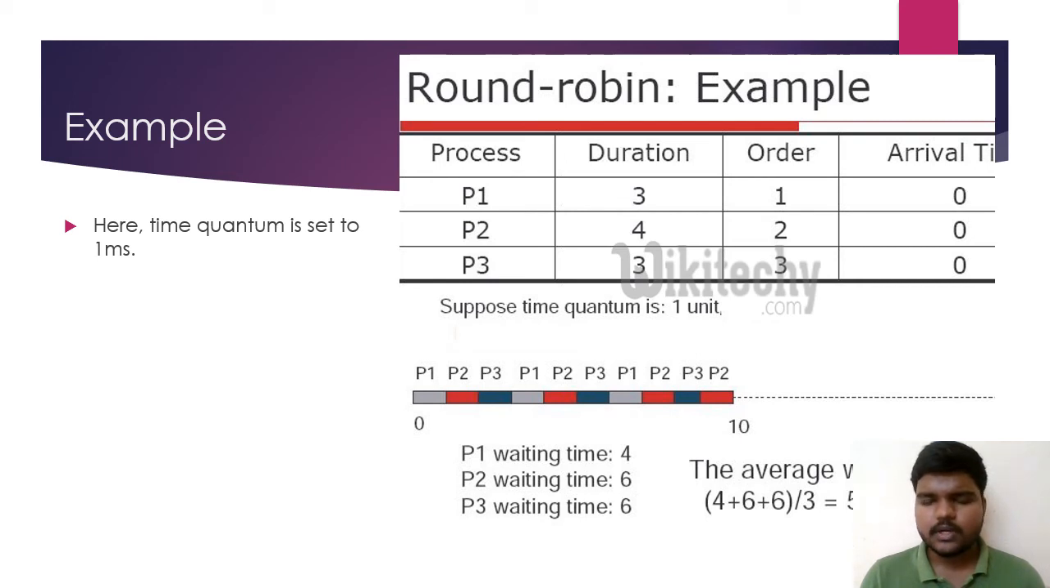For each quantum, P1 will be executed for one quantum, P2 for one, and P3 for one. Later, as we discussed, the ready queue is circular, so these are again repeated in a circular manner, such that P1 comes again first, then P2 and P3, until all processes are executed. Here we can see that P1, P2, P3 have waiting times of 4, 6 and 6 respectively. Average waiting time is simply the sum of the three waiting times divided by the number of processes.